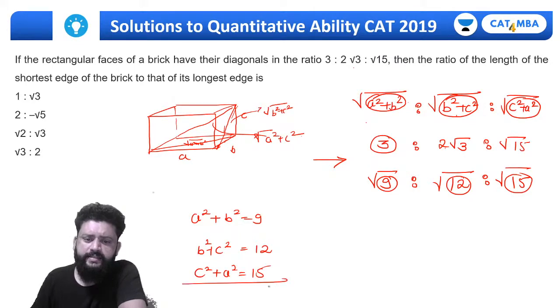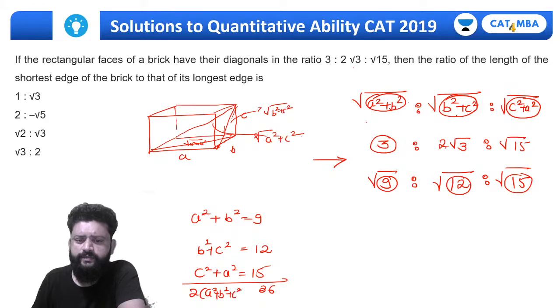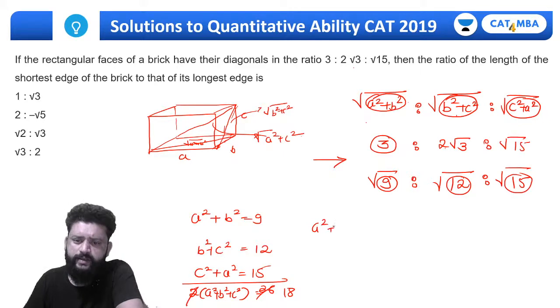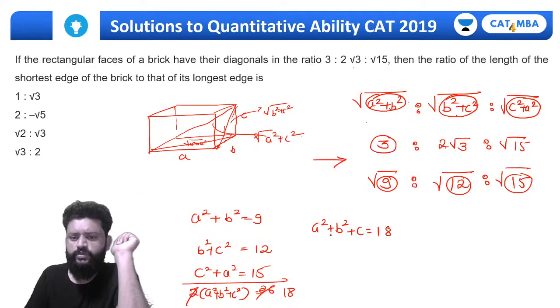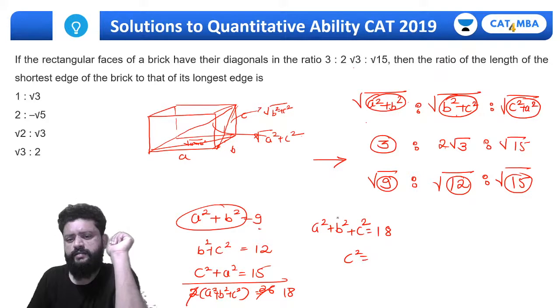We add this, this comes out to be 36, which is twice of a square plus b square plus c square, the twice, so 18, which is 36. So we know a square plus b square plus c square is 18, and we know a square plus b square is 9. That simply means c square is 9.